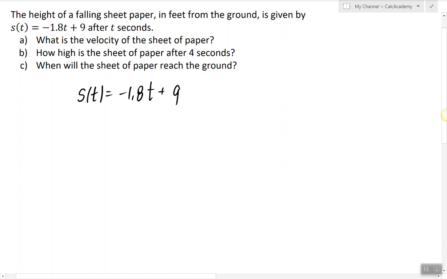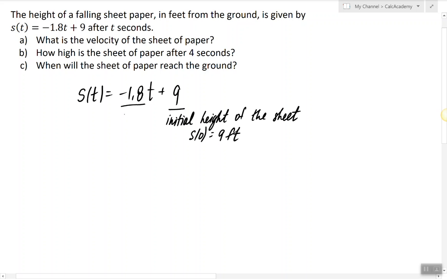So 9 is what we would refer to as a y-intercept. But interpreting this in the context of the problem, it is the initial height of the paper. Meaning when t is equal to 0, the height will be 9 feet. What's the meaning of negative 1.8?